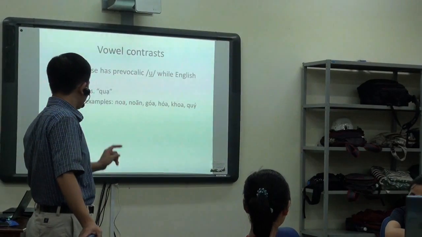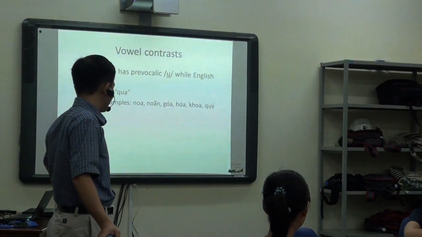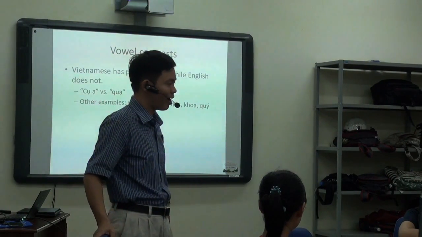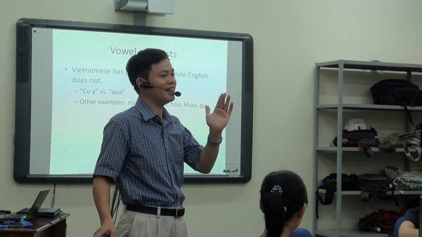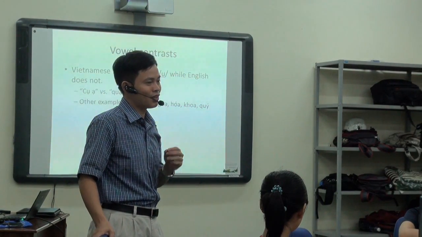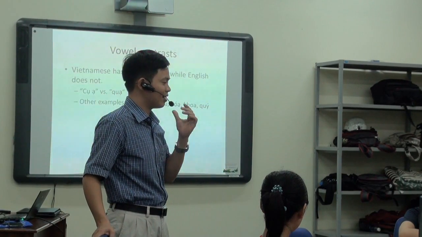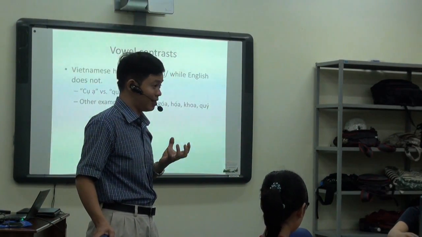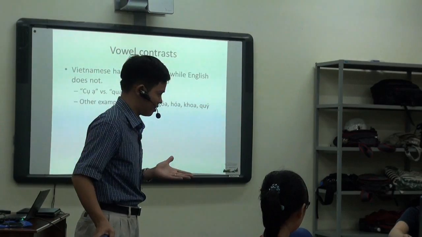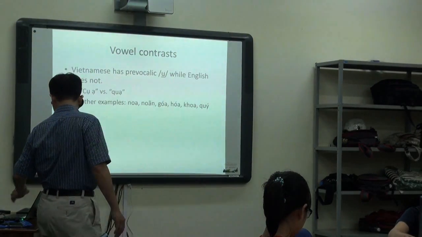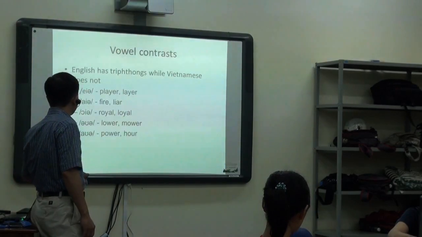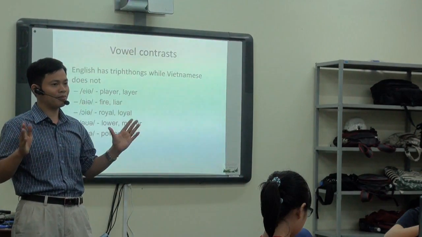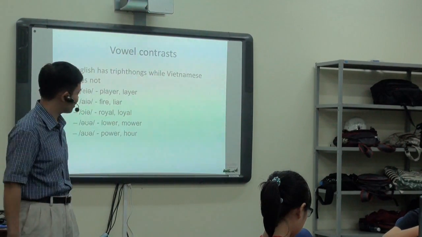And similarly, in Vietnamese we have quỷ, right? Noa, hoa. So there is a pre-vocalic, ooh. So quack, sometimes the lips curve a little bit before making a sound. This sound is interesting. It doesn't exist in English. Vietnamese do not have diphthongs. We have some diphthongs, but we don't have three vowels going together like this.